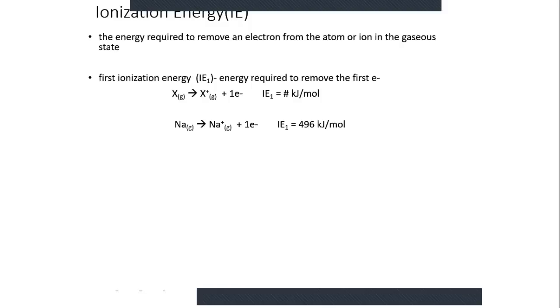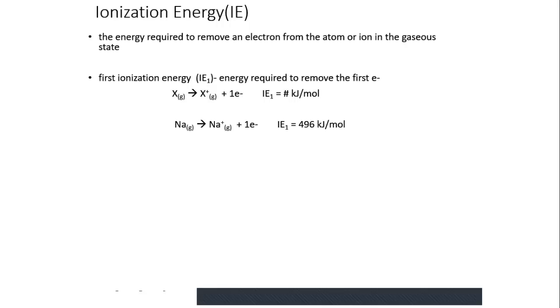That was atomic and ionic radii. Now we're going to be talking about ionization energy. Ionization energy, and this is very important, is the energy required to remove an electron from an atom or an ion in the gaseous state. So you have to be in the gaseous state. You apply a certain amount of energy, so it's an endothermic process, and then you remove the electron.